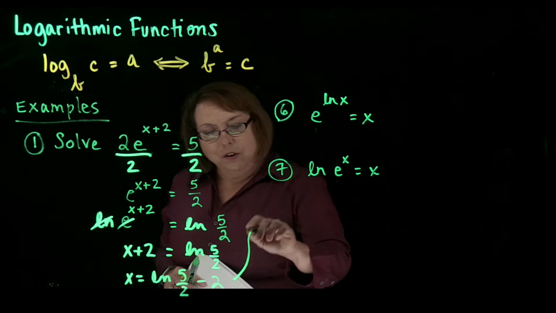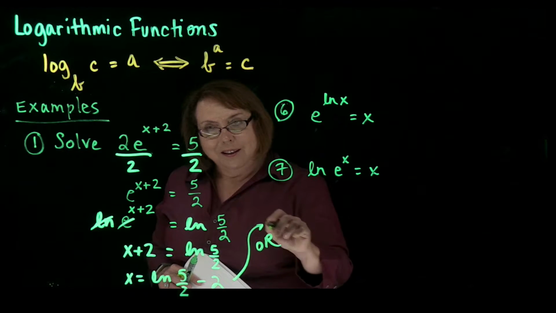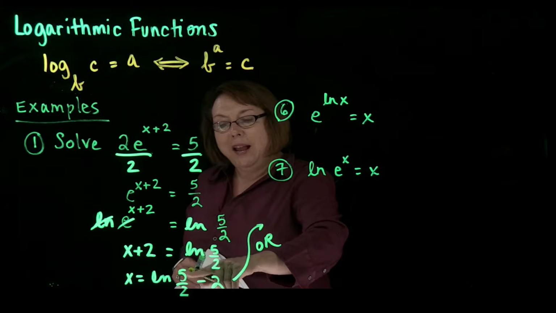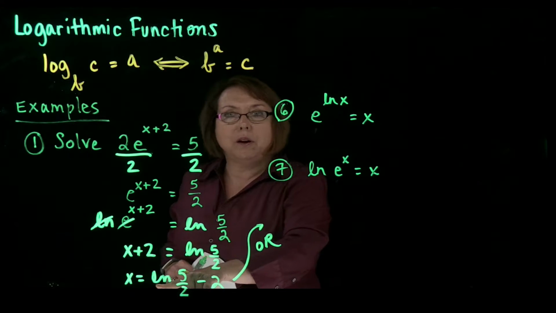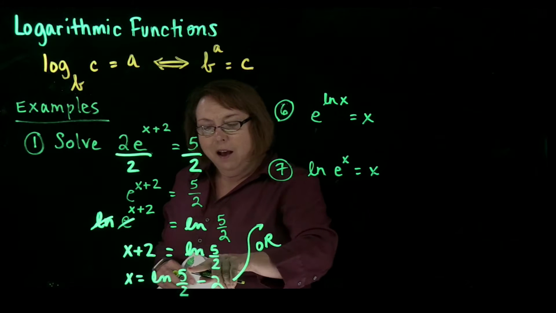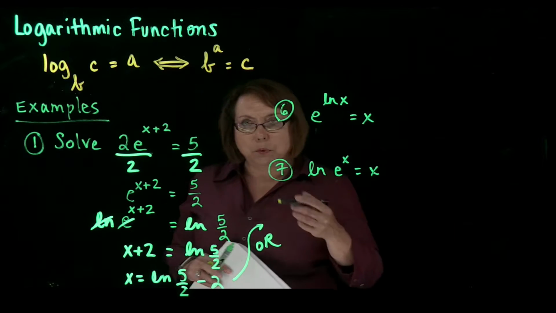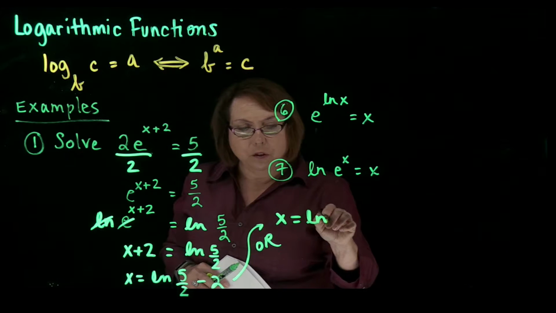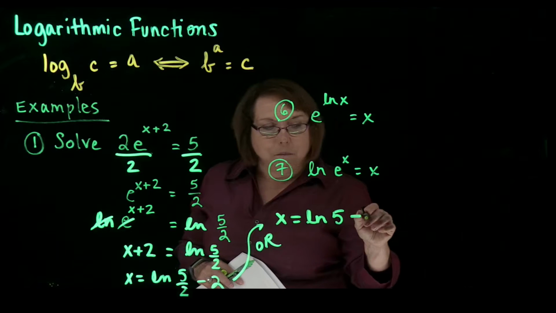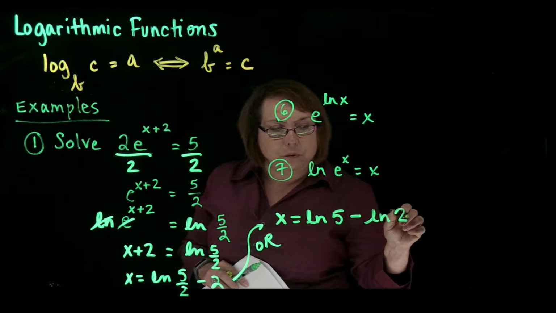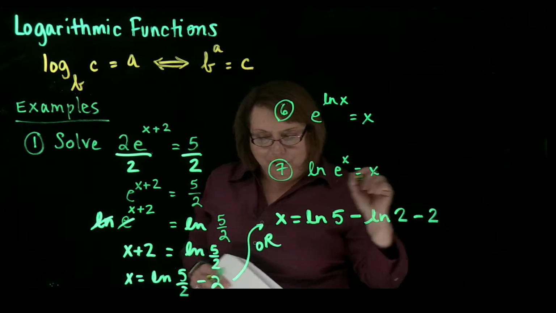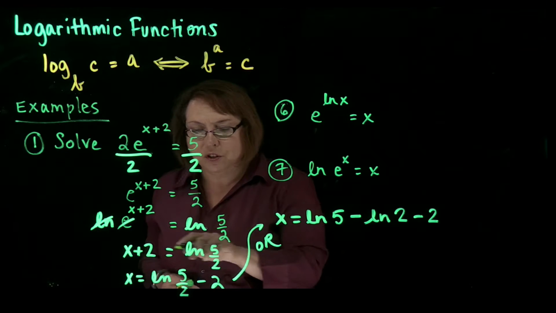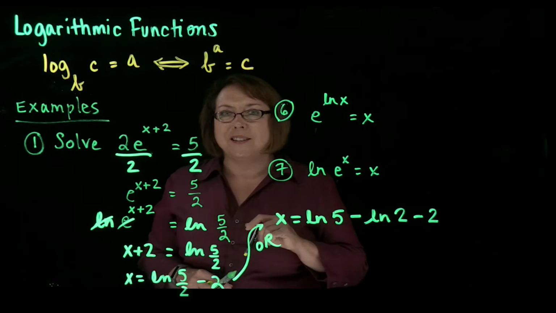But there's another way you can write this. Again, going back to our properties. What do we do when we're taking the logarithm, either a common log or a natural log, of a division? Well, we split it up so that x can be equal to natural log of 5 minus natural log of 2 minus 2. We leave the minus 2. It's not part of the logarithm because we just subtracted it from both sides at this point.